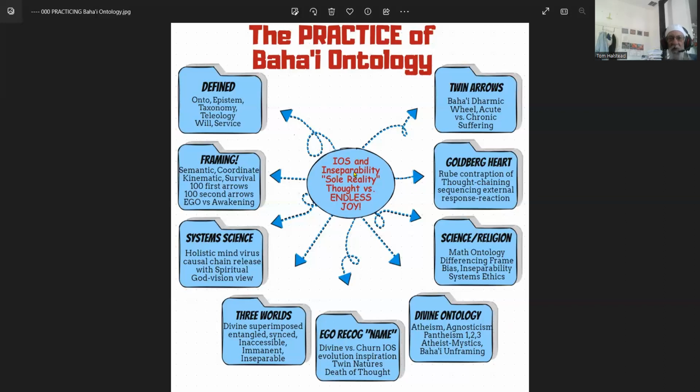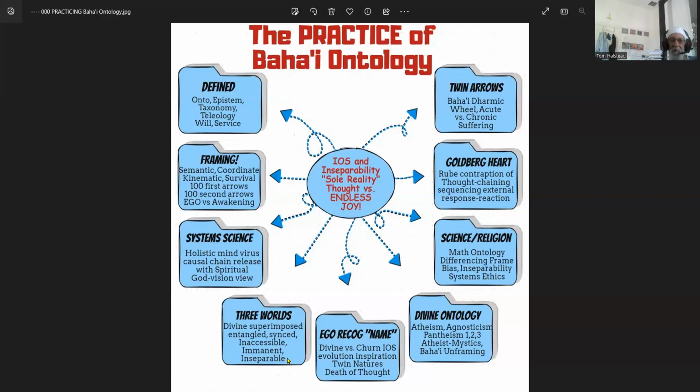And inseparability, quantum inseparability, another name for it is entanglement or superposition. And it means being synced. And the interesting thing about God or the divine ontology or divine nature is he is described both as inaccessible, beyond our reason, our thinking, and yet immanent, and then finally inseparable. There's a certain point where we cannot divide the divine from everything else, ourselves.